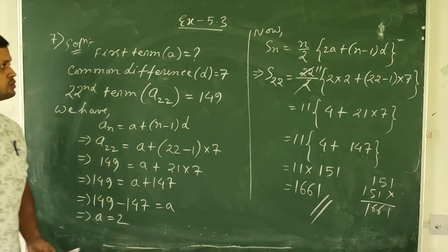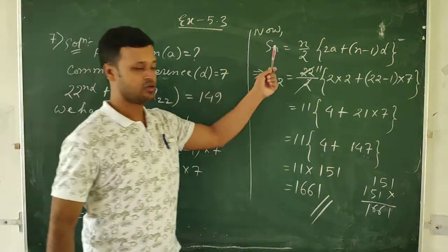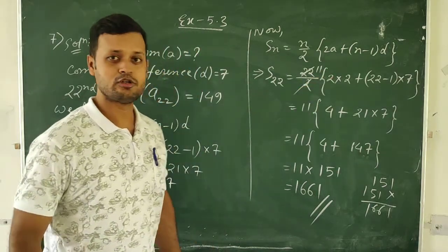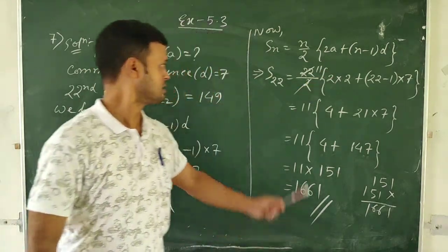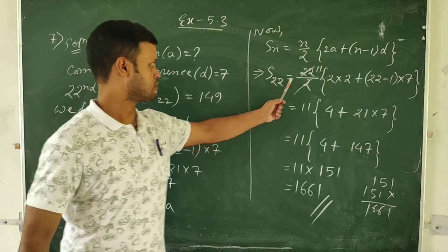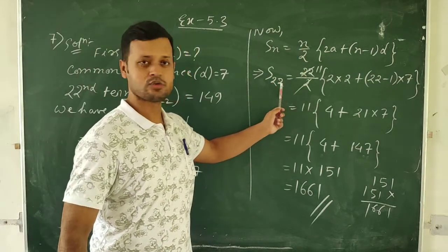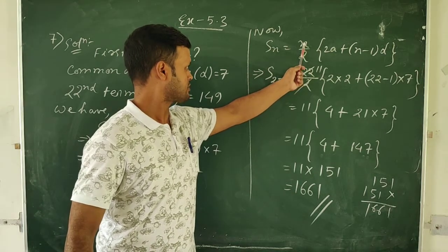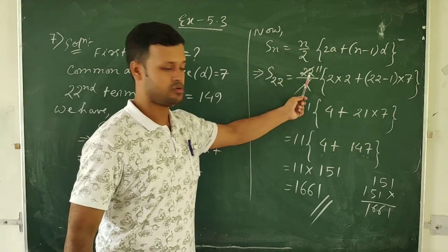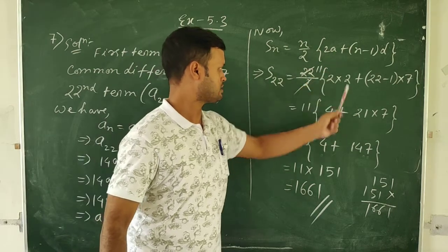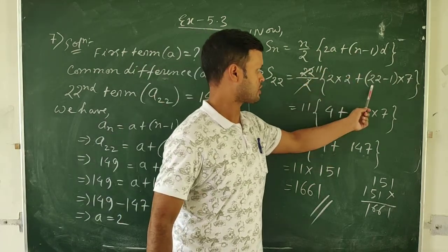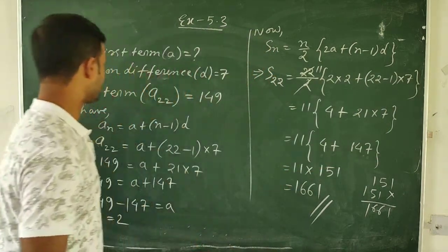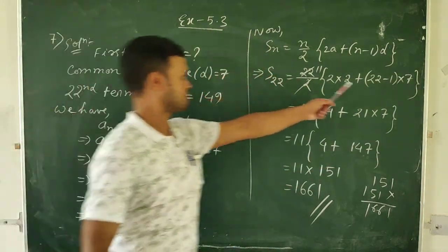What is the first term? 2. Now Sn is equal to, students, n by 2 into 2a plus n minus 1 into d. So we need to find the sum of the first 22 terms. So write S22. S22 is equal to n by 2. N means what? N means 22. So in place of n, students, just put 22 by 2. 2 into a means 2 plus n means what? 22. 22 minus 1 into d. What is the value of d, students? 7. So in place of d you put 7.